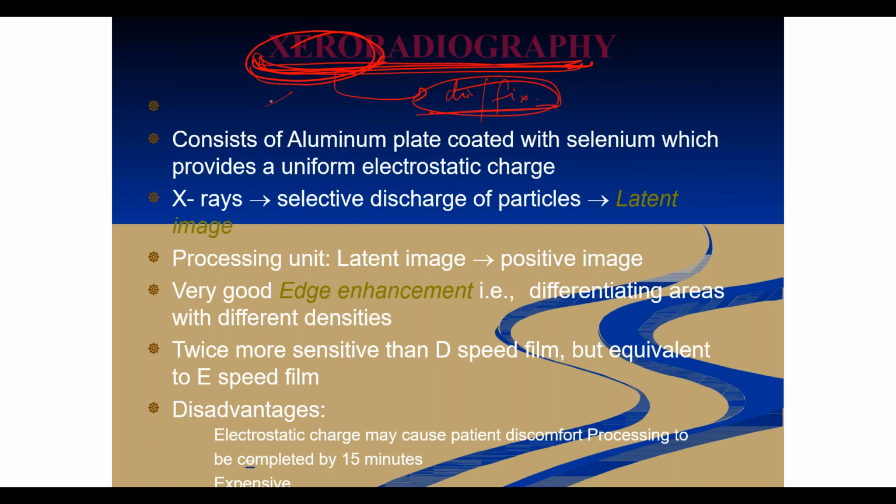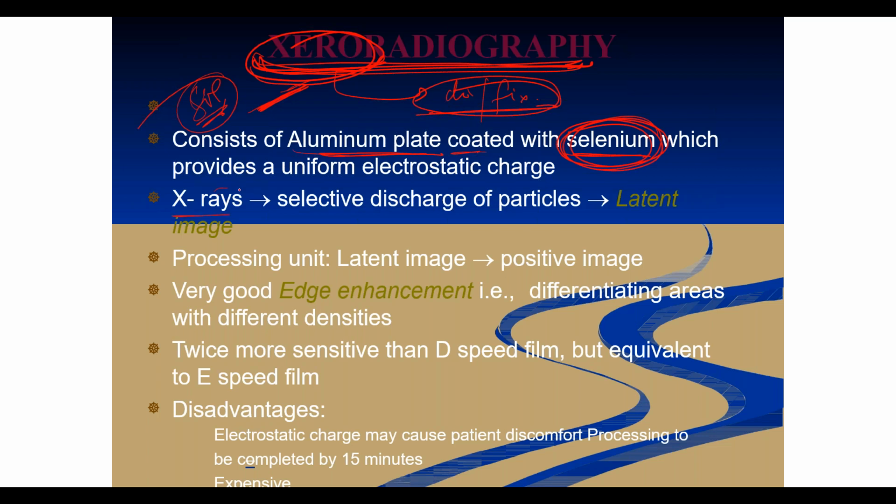So we don't have to develop the X-ray which we are going to get. The image need not be developed. We will have certain processing units which will convert our image into the positive image. So in xeroradiography, there are no solutions required as such. It consists of aluminium plates which are coated with selenium, which have an electropositive, electrostatic charge.